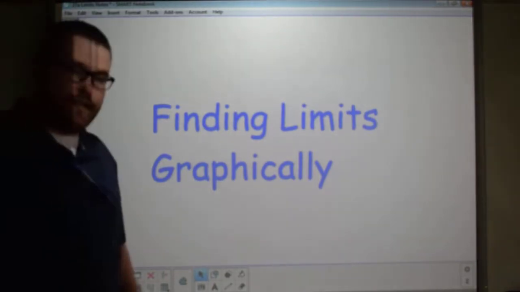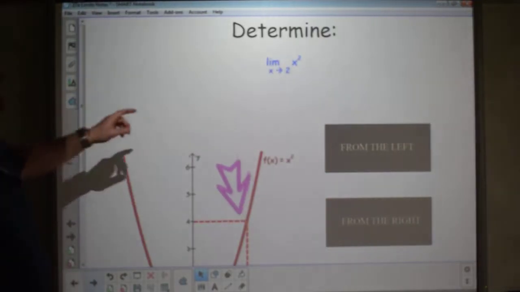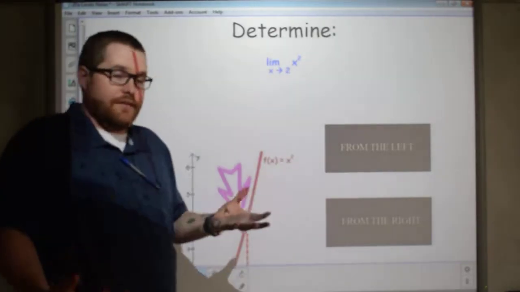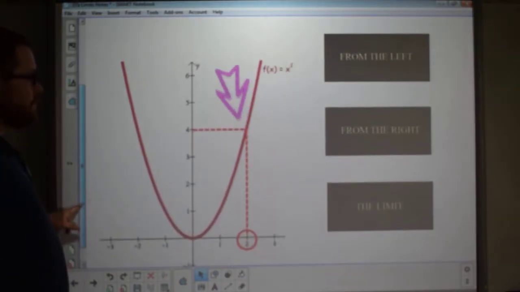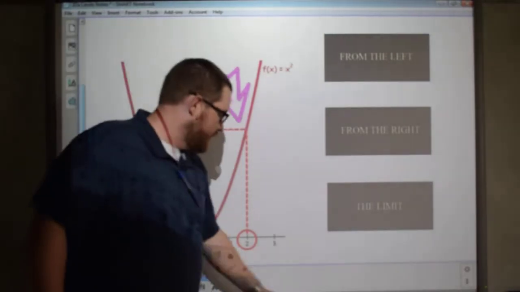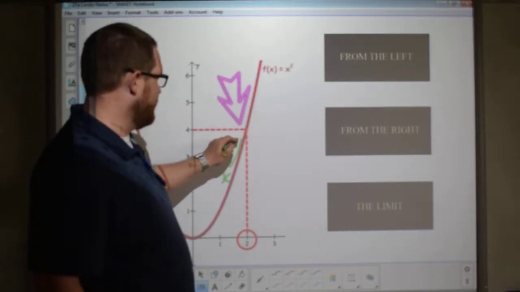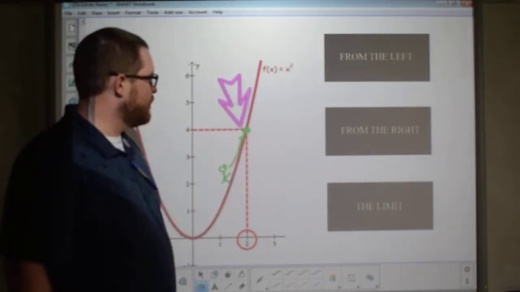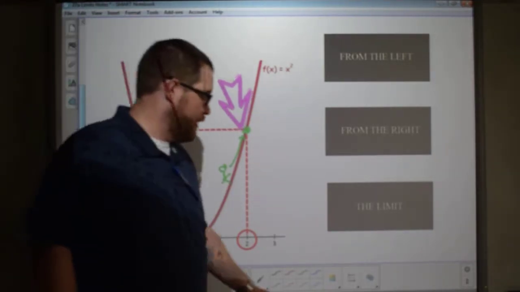Finding limits graphically. Okay? This is the easiest way. Determine the limit of x squared as x approaches 2. So graphically, let's draw the graph. You can see the parabola. If you see it, it says from the left, from the right, and then the limit. Imagine that you're a guy. You're walking from the left side. As you get closer to 2, you get closer and closer to that point right there. Well, what is the y value of that point?